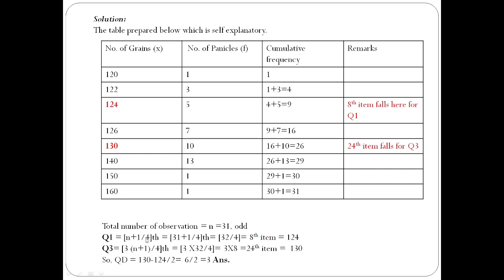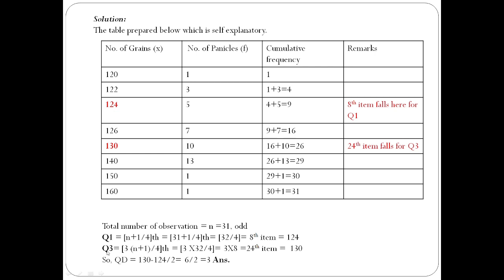It is (n plus 1) by 4th, that is (31 plus 1) by 4, that is 32 by 4, that is the 8th item of the series. For the 8th item of the series, we need to look at the cumulative frequency table. So 8 falls in this region, where the cumulative frequency is 9. So the 8th item falls over here, and this corresponds to 124. So Q1 is 124.